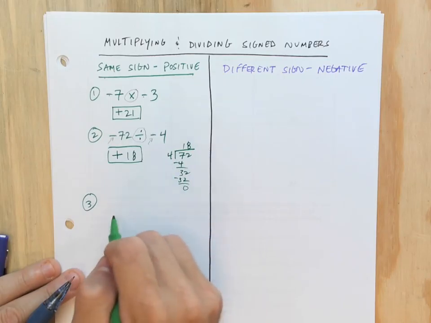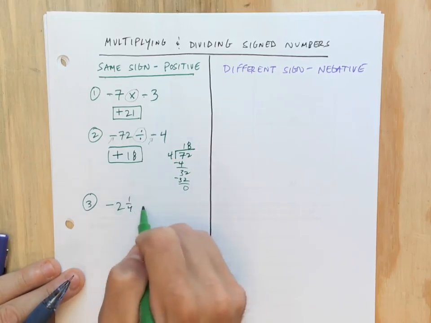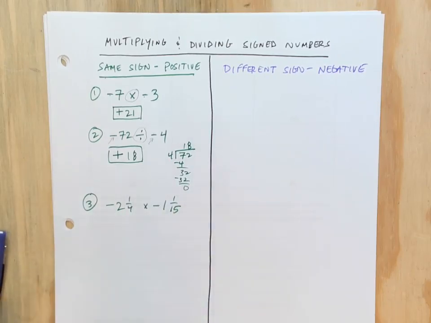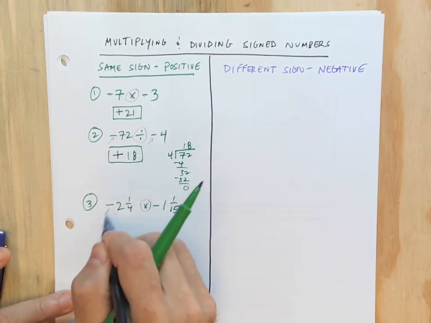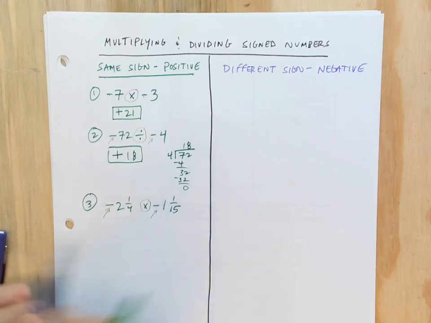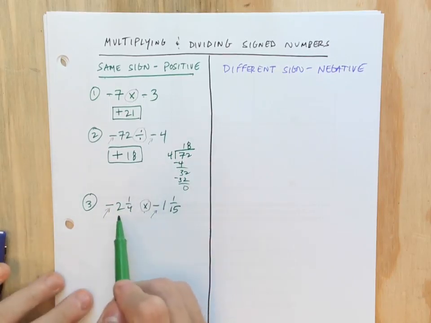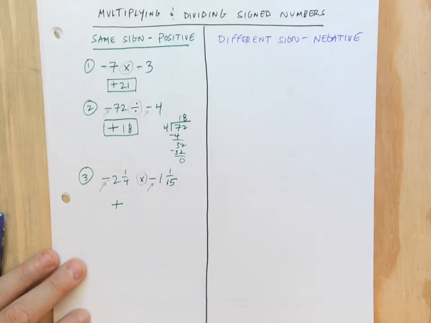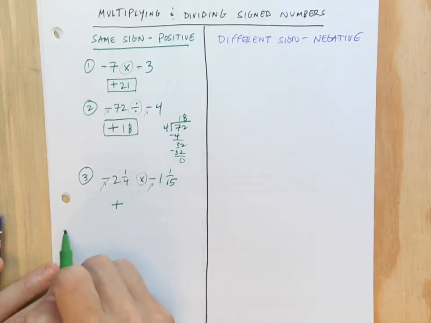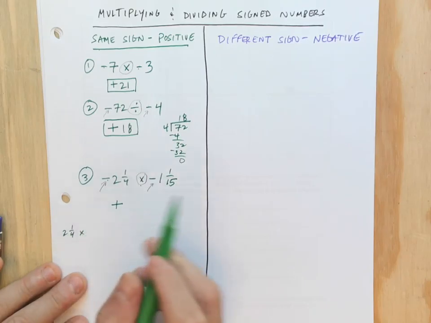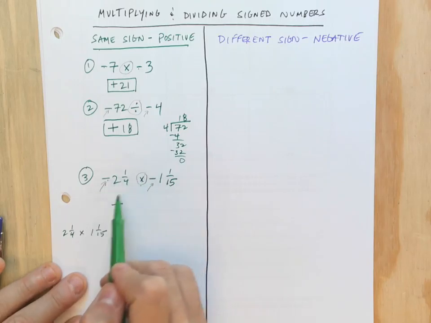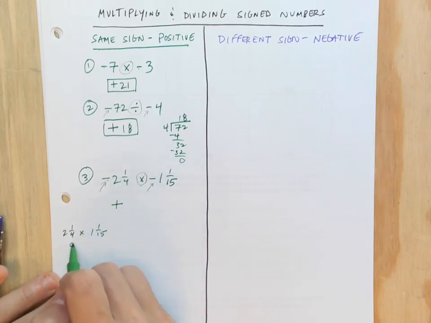Final example, -2 1/4 times -1 1/15. Again, here's my operation and my signs. I'm multiplying two negative numbers, so the answer is going to be positive. To find the number, I'll multiply those two numbers, 2 1/4 times 1 1/15. I can ignore the negatives here because I've already decided my answer is going to be positive. Now I just have to do the calculation.